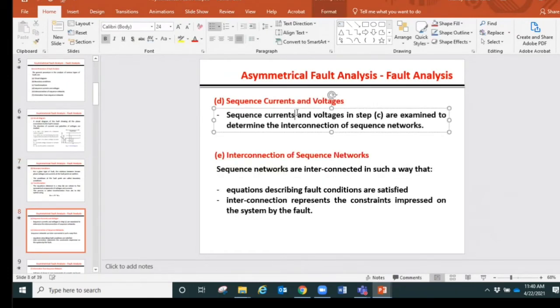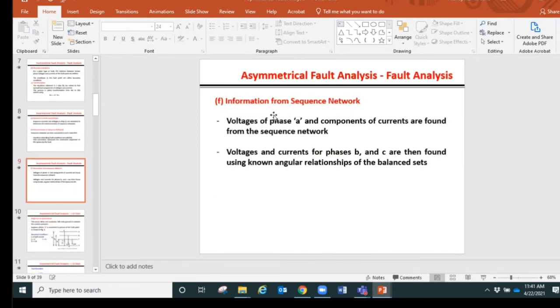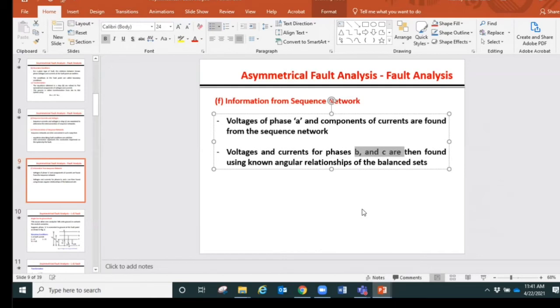And then we look at the sequence components, currents and voltages to the network connection. That's what I was describing. It's written here, so you'll read them later on. And we gather the information, we do the calculation for phase A, and later on we'll do them for phase B and phase C. And when we have voltages and currents, we can calculate the power as well.